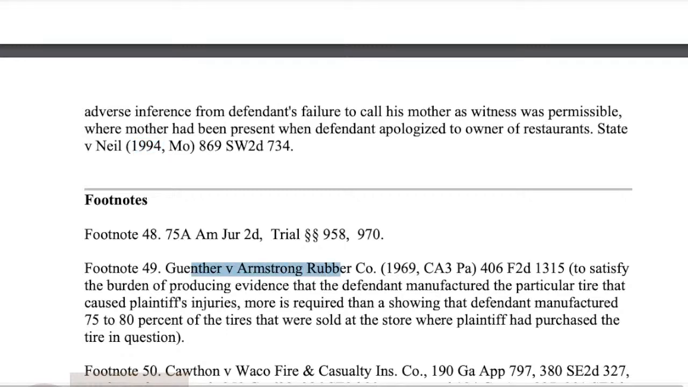Here we got Gunther versus Armstrong Rubber, and to satisfy the burden of producing evidence that the defendant manufactured the particular tire that caused plaintiff's injury, more is required than showing that a defendant manufactured 70 to 80% of the tires that were sold at the store where plaintiff had purchased the tire in question. Wow.